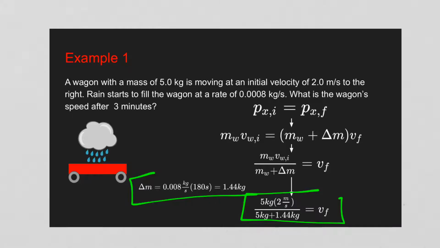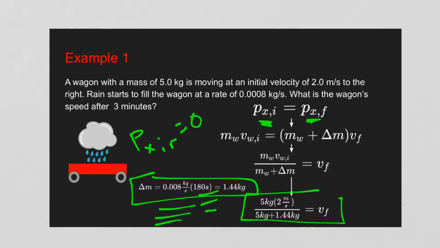This is how you get delta M. All I did was multiply my rainfall flux by the total amount of time. Now keep in mind, I am looking at the x direction. The rain initially has momentum in the y direction, but not the x. So p_x initial of the rain is 0, just because the rain is falling straight down.